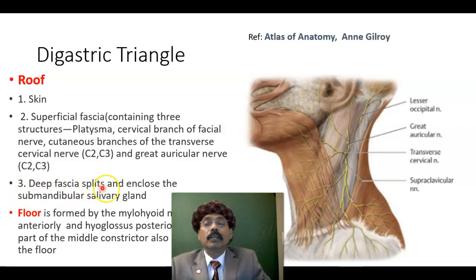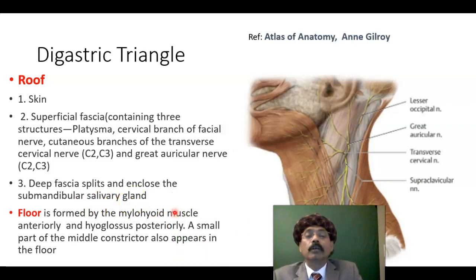Deep fascia splits and encloses the submandibular gland. The submandibular gland is a salivary gland. The floor of the digastric triangle is formed by the mylohyoid muscle anteriorly and the hyoglossus muscle posteriorly. A small part is also contributed by the middle constrictor of the pharynx. So a small part of the middle constrictor of the pharynx also appears in the floor.